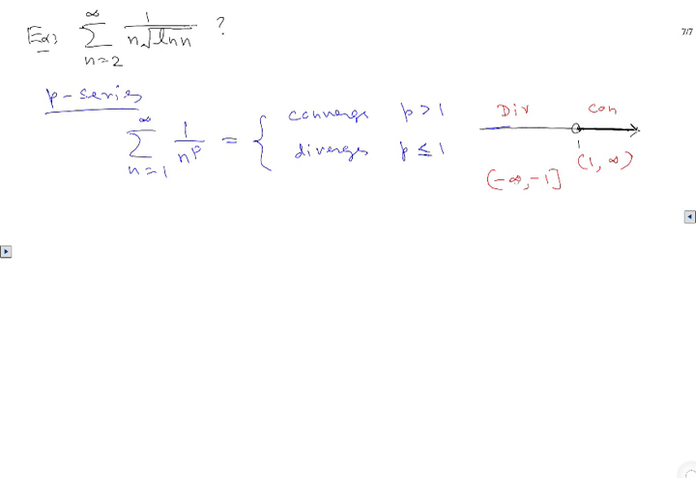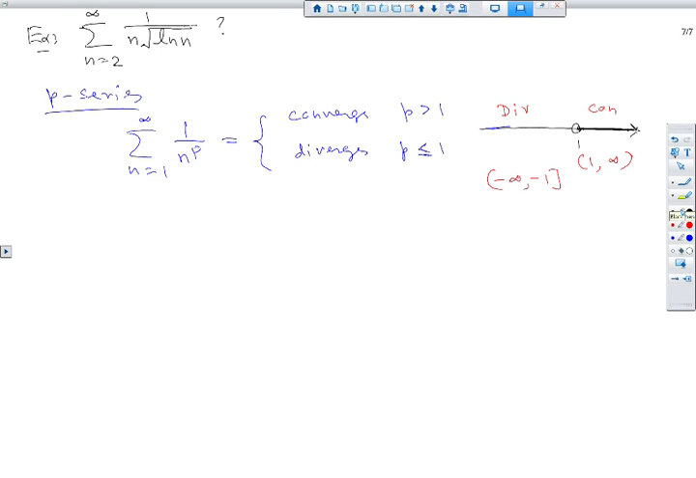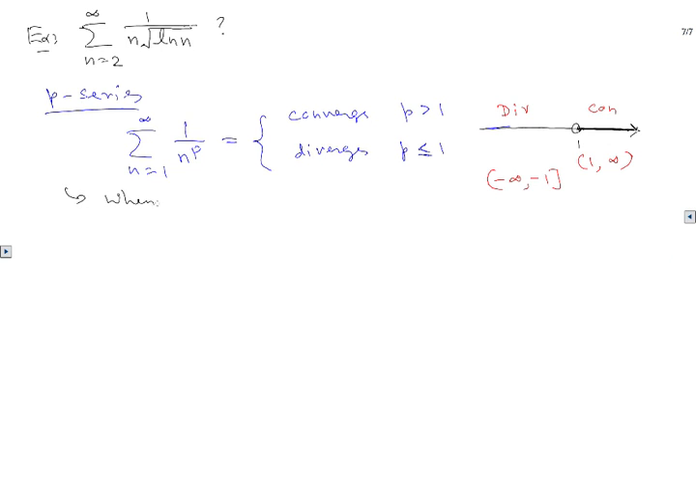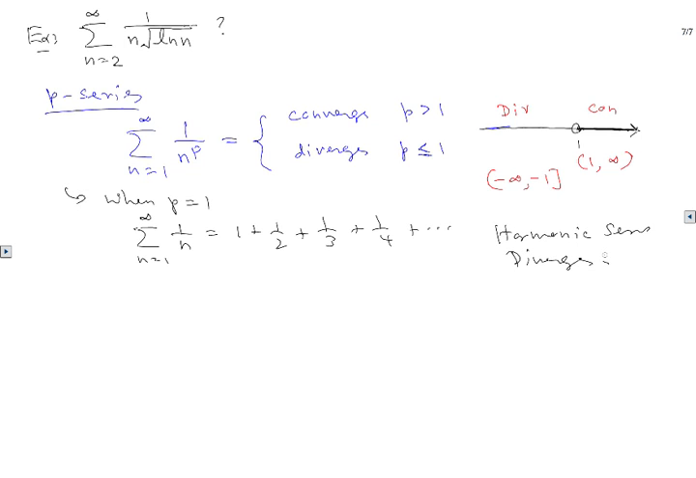One good example of this is the harmonic series. When p equals 1, you get sigma n going from 1 to infinity of 1 over n, so you get 1 plus 1/2, 1/3, 1/4. But we know that when p equals 1, the series diverges. So this is what we normally call the harmonic series. The harmonic series diverges because of the p series test also.